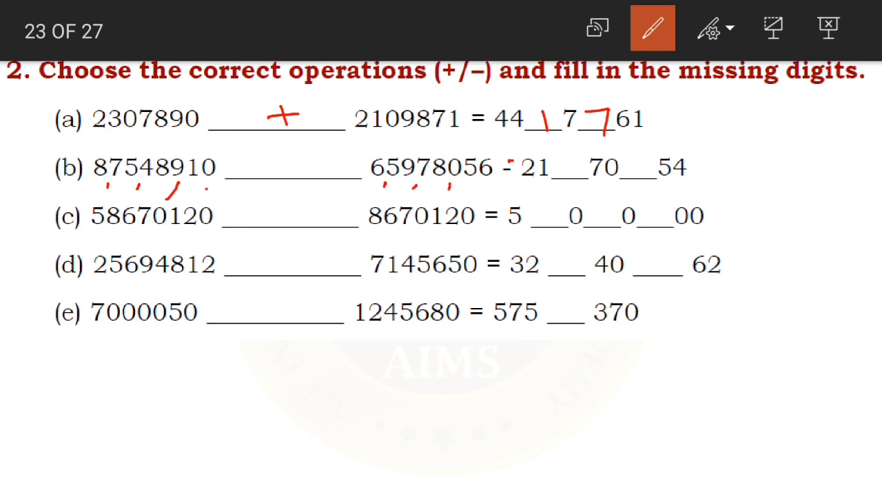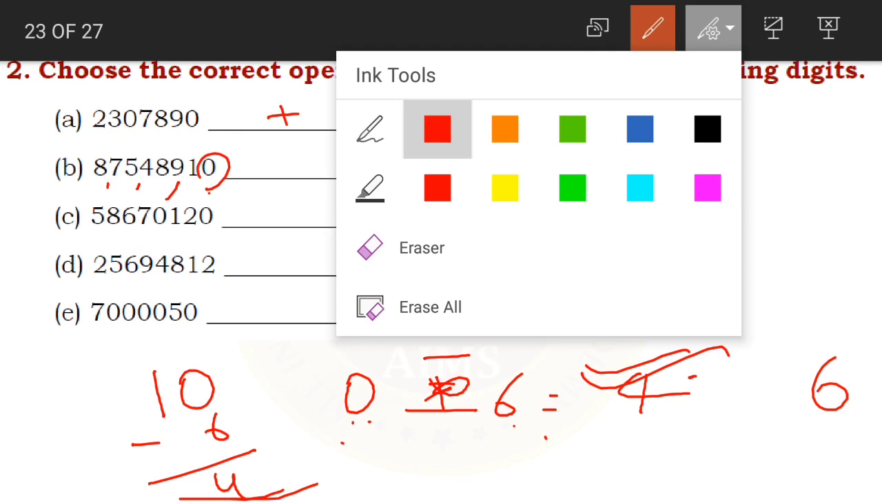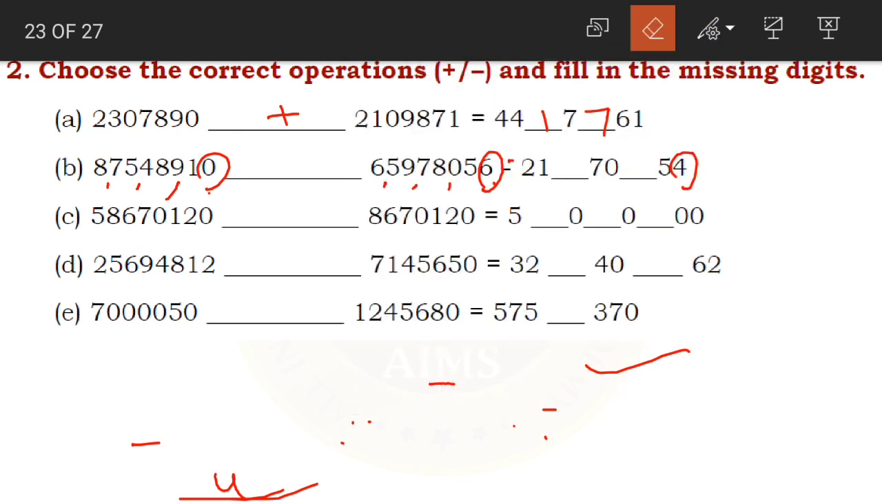Now again the same rule, children. Take the digits in ones places. 0, 6. The answer should be what? 4. Yes. When I add these two, 0 plus 6, what will my answer be? 6. So what can we say? That it is not plus but minus. See, 0 minus 6 means we'll borrow. 0 becomes 10. 10 minus 6 is 4. So what are we doing here in question number B? We are subtracting the given numbers. Just take the digits in the units place, so that we'll find out whether to add or subtract.